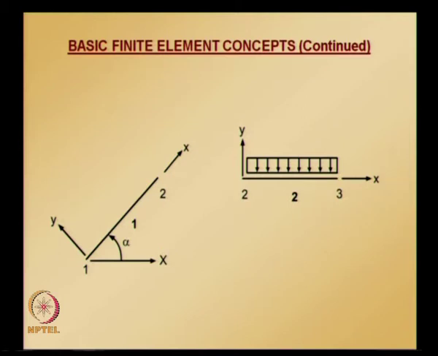So now we know the global x axis, y axis. With respect to global x axis and y axis, we can find what are the coordinates of node 1, node 2 and node 3 using the global xy coordinates of node 1, node 2, node 3.